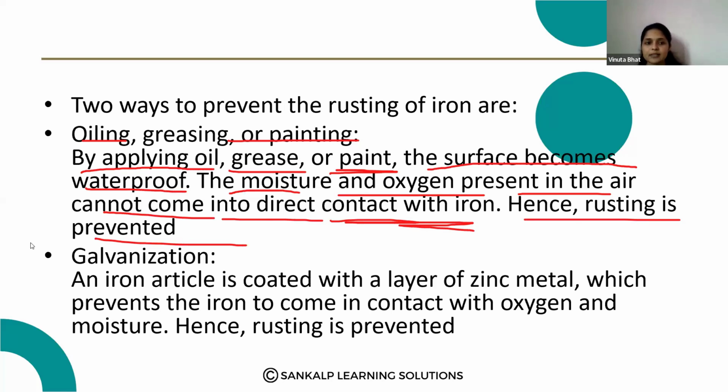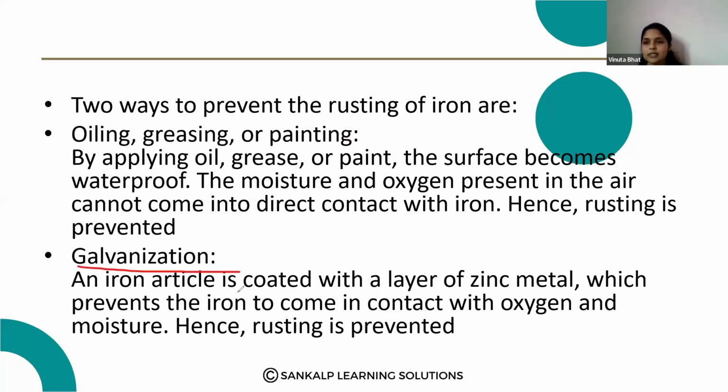And one more method is galvanization. So, what is this galvanization process? An iron article is coated with a layer of zinc metal, which prevents the iron from coming in contact with oxygen and moisture, hence rusting is prevented. So these are the two important methods of preventing the rusting of iron. Very important question. And what is galvanization? That is also asked in the exam.